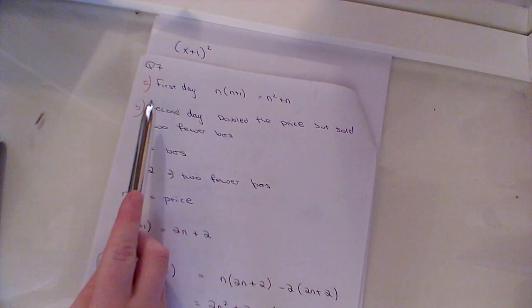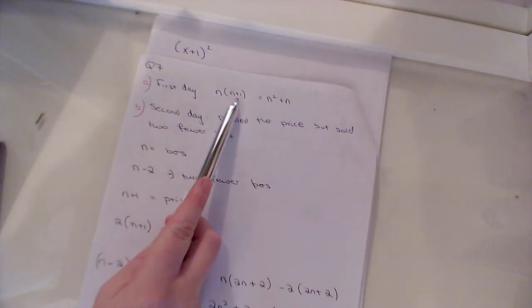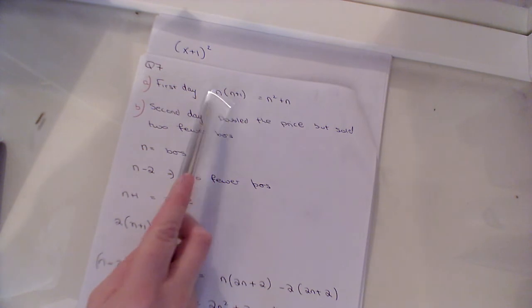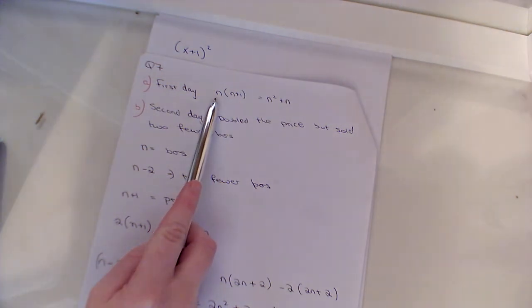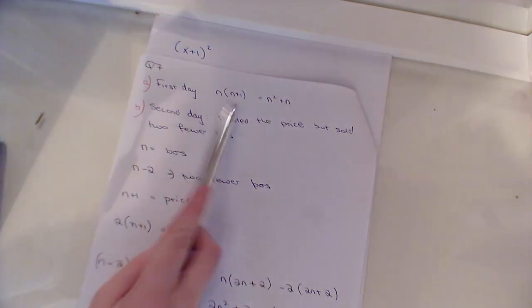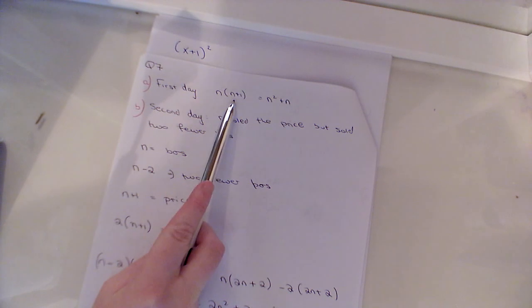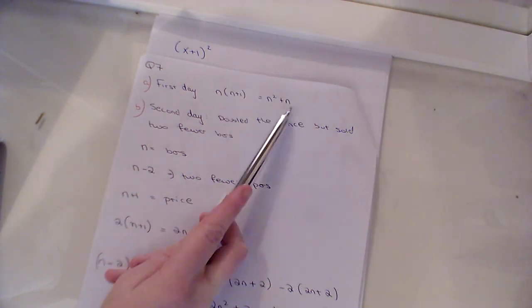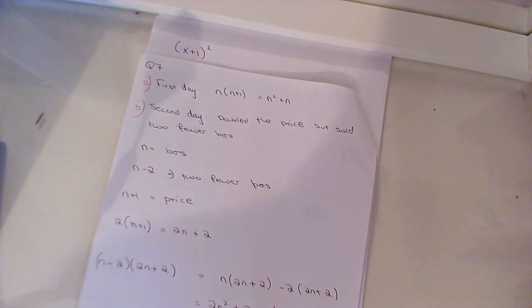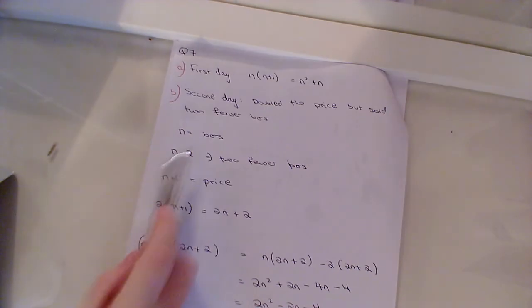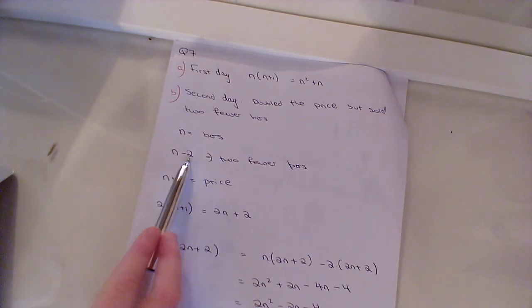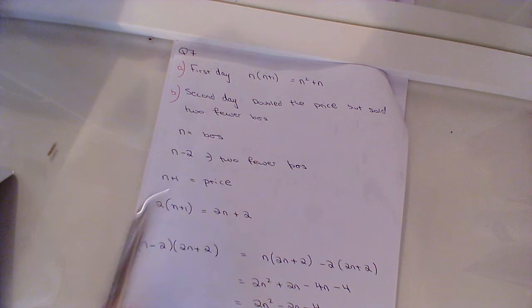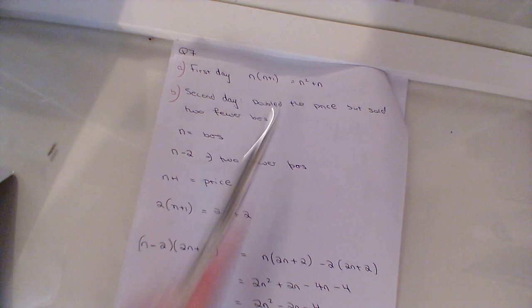Right, the second day I was told that she doubled the price but sold 2 fewer bars. So n represents my bars. So n is my bars, n minus 2 is 2 fewer bars. And then I have the price, so my price is n plus 1. So I go 2 bracket n plus 1, and that gives me 2n plus 2. And then this here is my bars multiplied by my price. So I get n times 2n plus 2 and minus 2 times 2n plus 2.